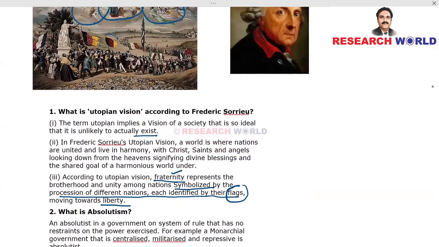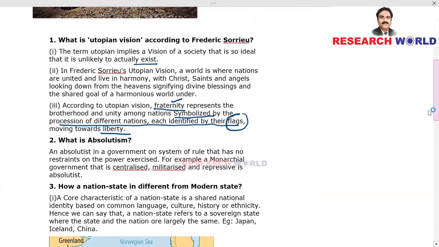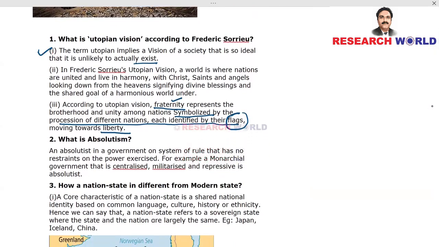As you can see here, there is a procession and people holding different flags, implying different nations, and they are all united and marching towards liberty. So we have got 3 points for this answer. What is utopian vision according to Frederick Sorrieu? The term utopian vision implies a vision of a society that is so ideal. That's a keyword, catchphrase. Ideal that it is unlikely to actually exist.